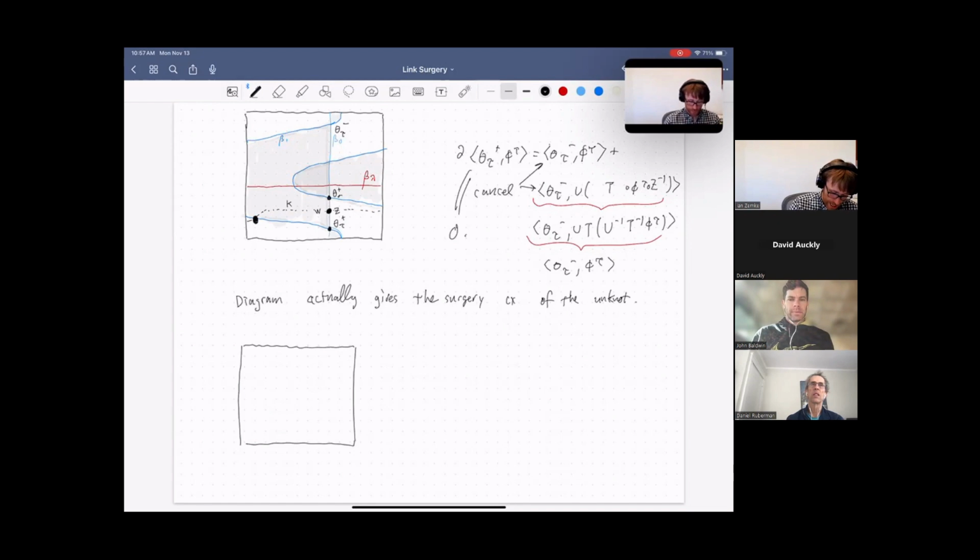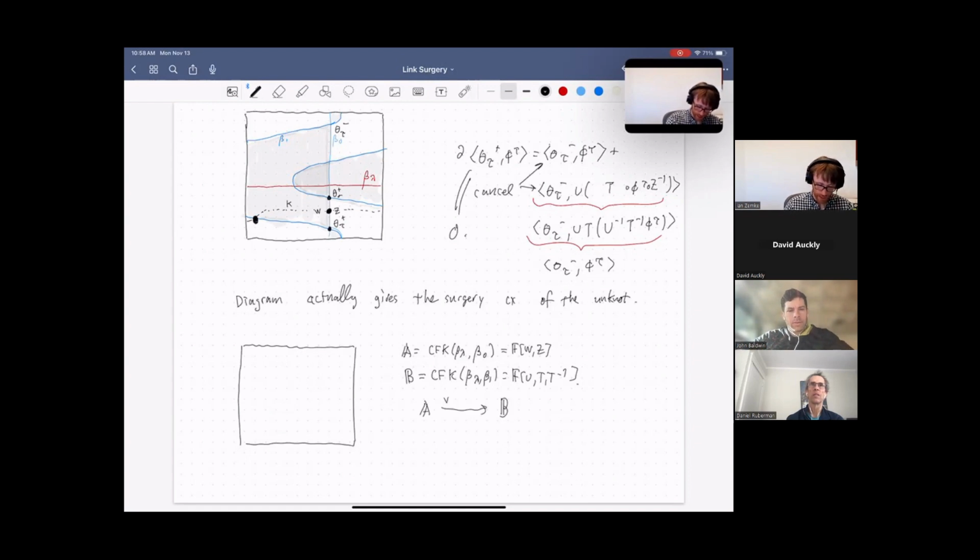But this A complex turns out to basically be CFK with, let's say, beta lambda, beta 0, and the B complex, if we use this to describe the complex, will be beta lambda, beta 1. And with these local systems, both of these have one intersection point, so it's just a copy of F adjoin W and WZ and F adjoin UT T inverse. And so the map from A to B, well, in Ozsváth and Szabó's framework, it's V plus H N.